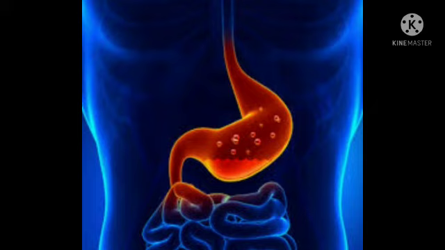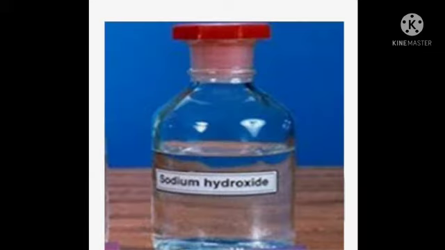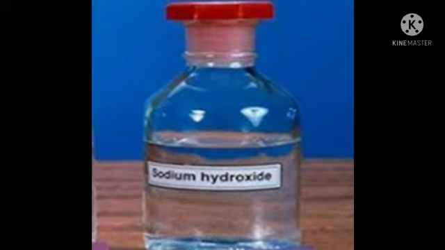Okay, next, sodium hydroxide. It is used in the manufacture of paper and textiles. In homes, it is occasionally used to unblock drains. Also, it is used in the manufacture of soaps and detergents. So, these are the uses of sodium hydroxide. What is another name for sodium hydroxide? Caustic soda.